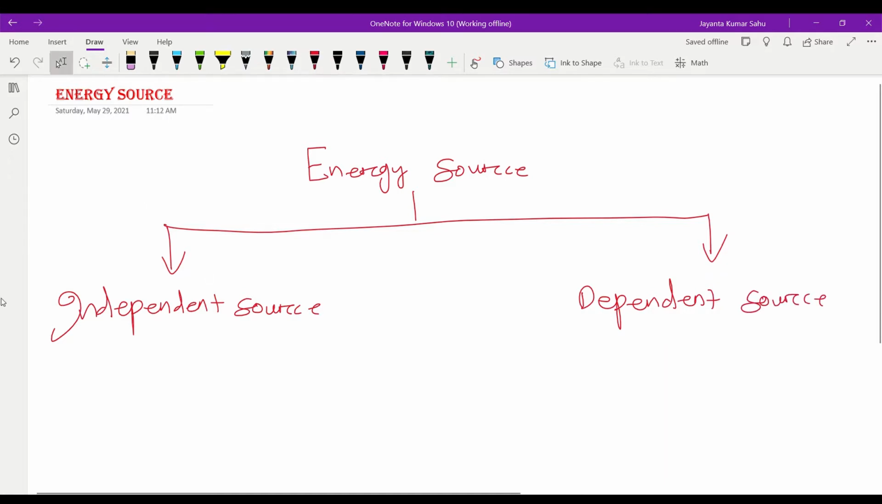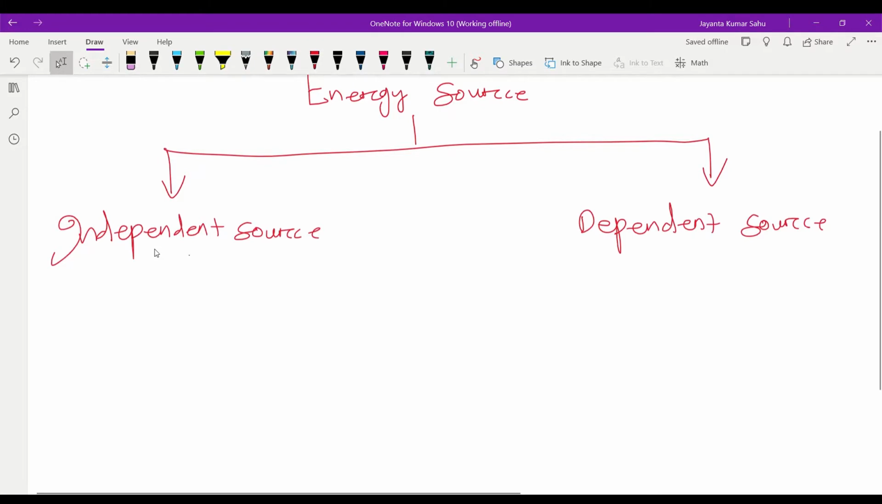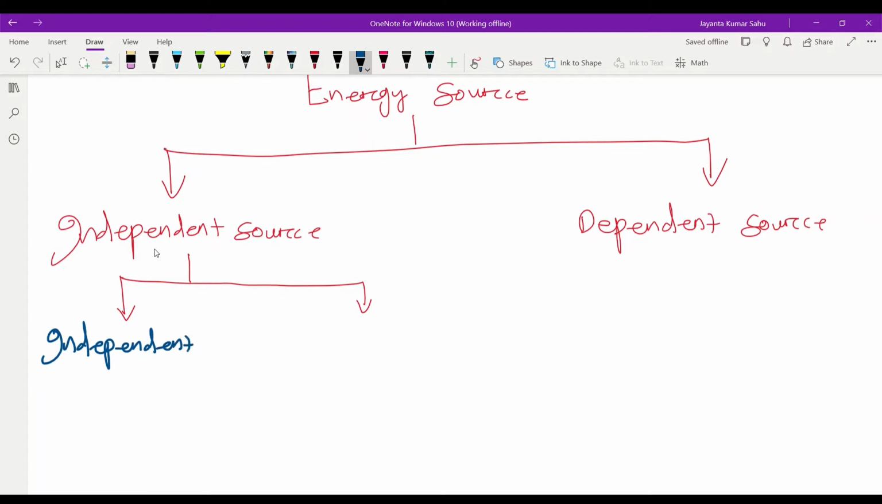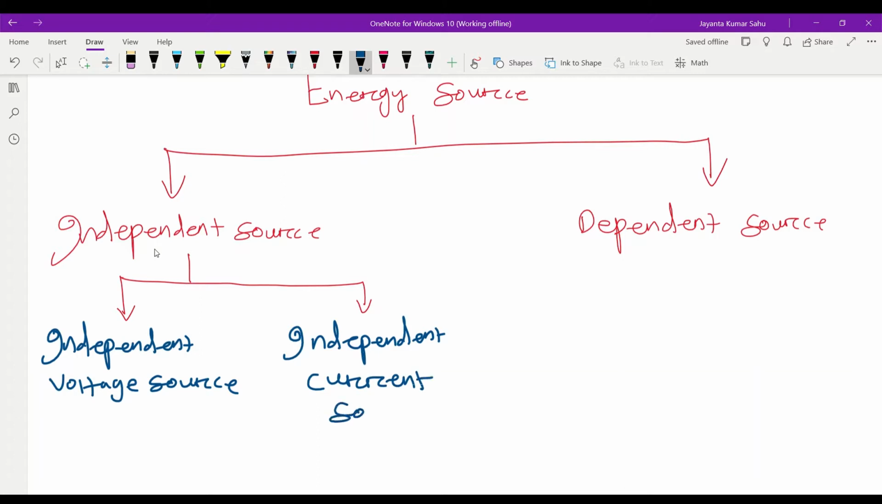Again, independent source can be classified into two types. One is independent voltage source. Second one is independent current source. Dependent source can be classified into four types.